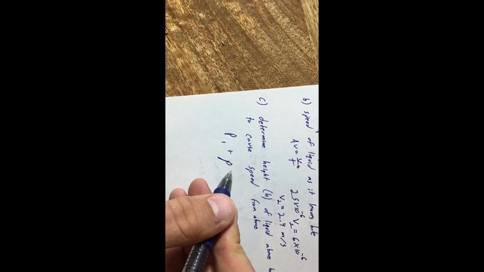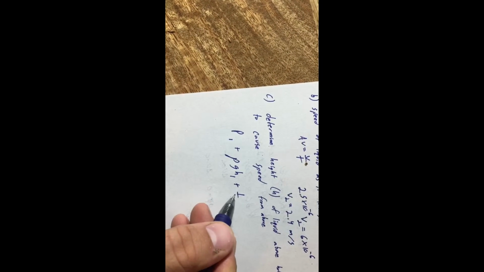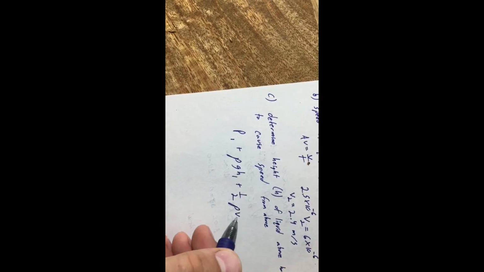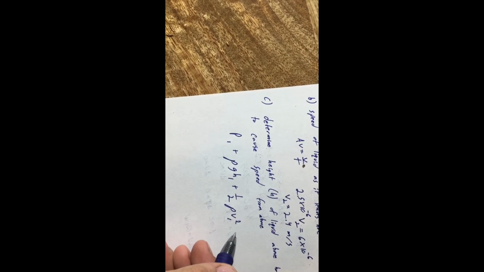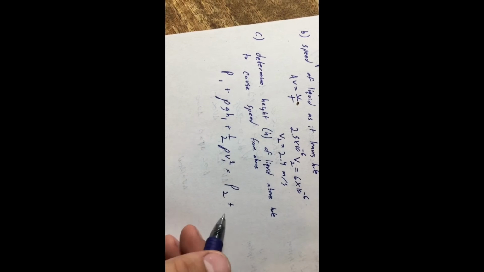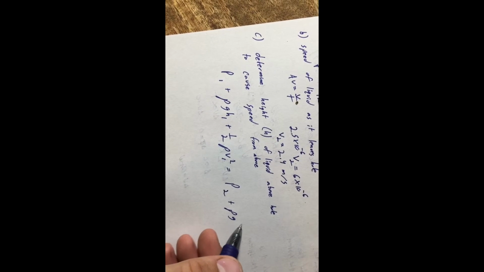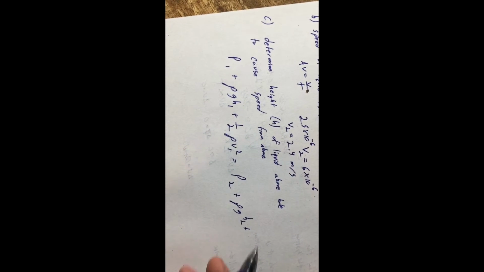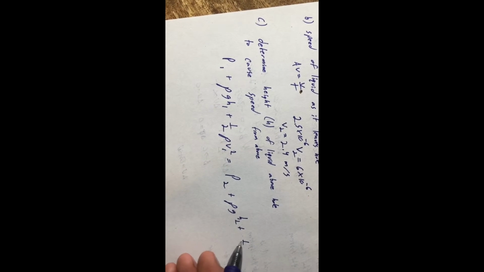So P1 plus rho g h1 plus 1/2 rho V1 squared equals the absolute pressure P2 plus rho g h2 plus 1/2 rho V2 squared.